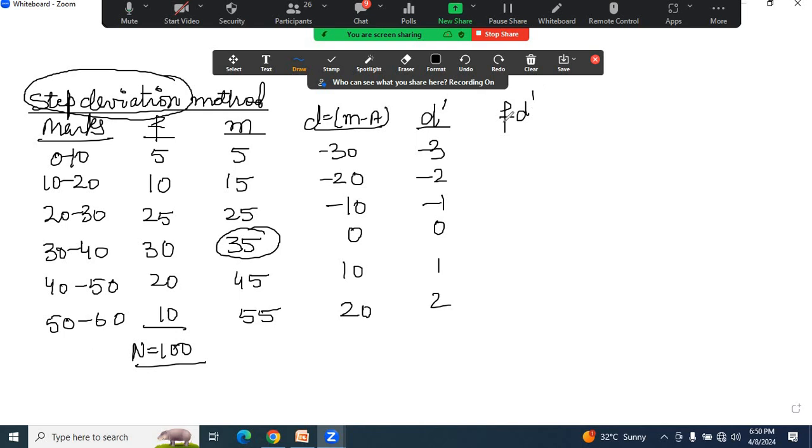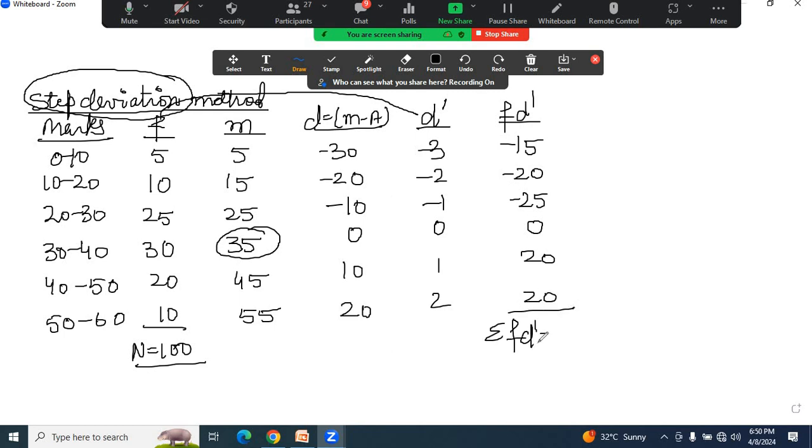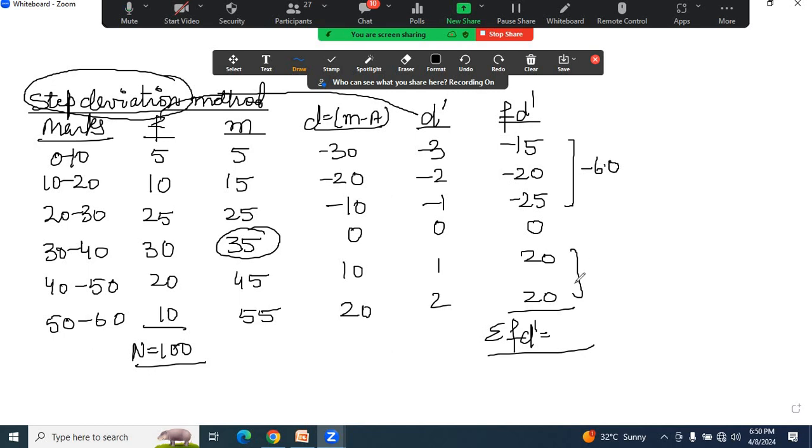Now I'll find what? F D dash. Second column multiplied with D dash. 5 into minus 3, minus 15. 10 into minus 2, minus 20. 25 into minus 1, minus 25. 30 into 0, 0. 20 into 1, 20. 10 into 2, again 20. So I want the sum of F D dash from you. 3 negative numbers, 2 positive numbers. Minus 15, minus 20, minus 25: this will be minus 60. And this is plus 40. So minus 60 plus 40. One negative number, one positive number.